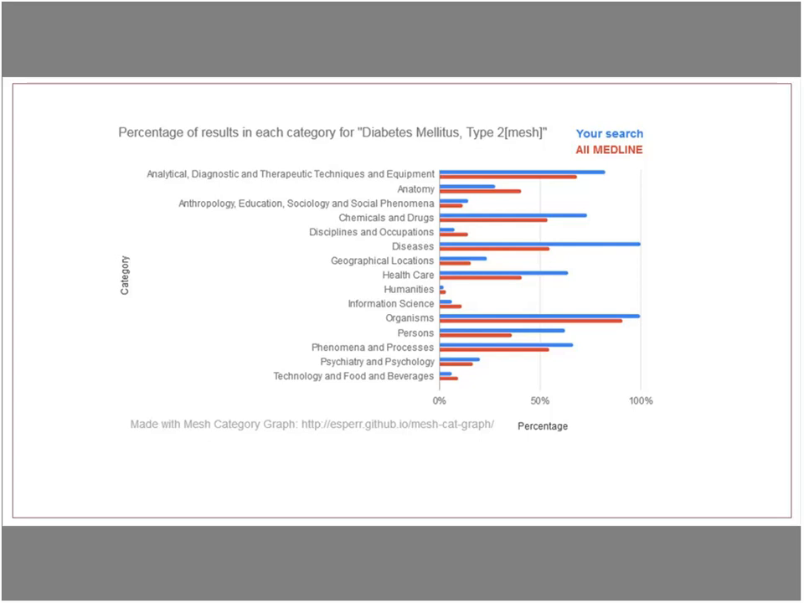So I can tell you that the things that come back from this search, even without looking at any individual item just yet, are primarily about diseases, and they're more about diseases than PubMed as a whole. Even a little bit more about geographical locations, which is kind of surprising, but less about technology and food and beverages.